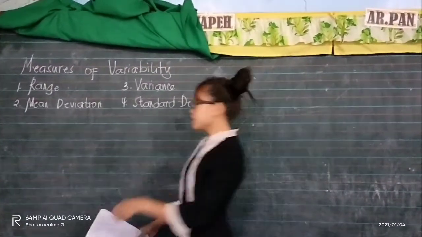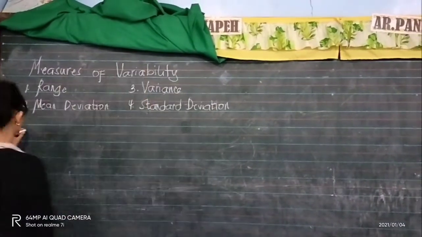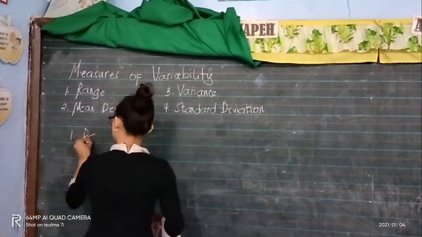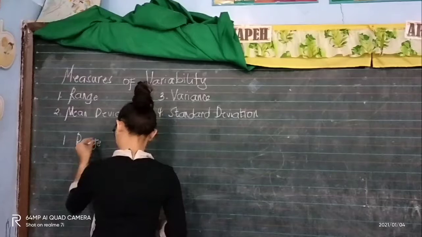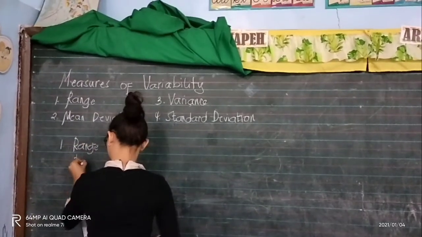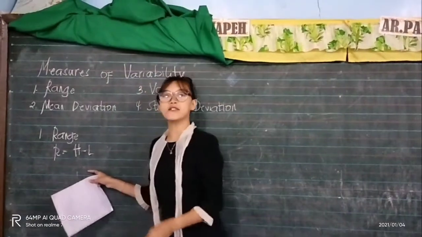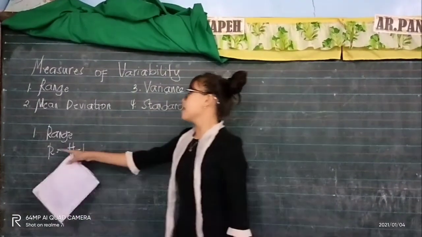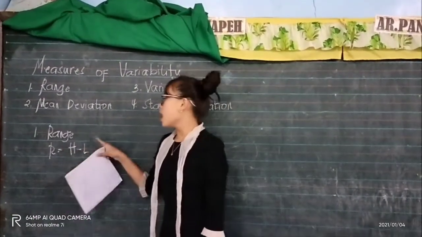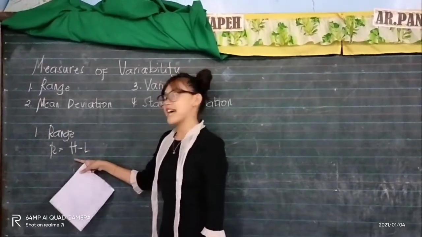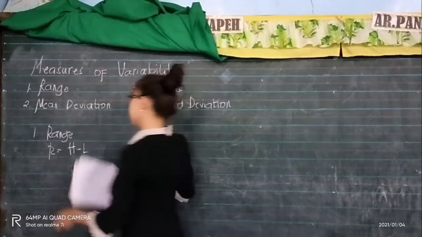In range, this is the formula. So this is the formula of our range. R is equal to H minus L. H stands for highest, minus lowest.